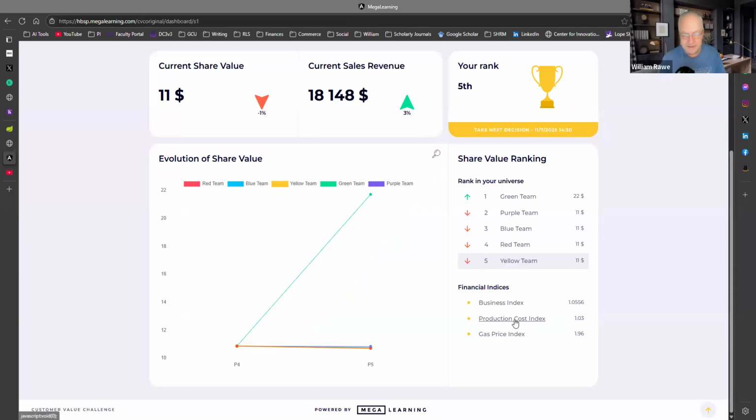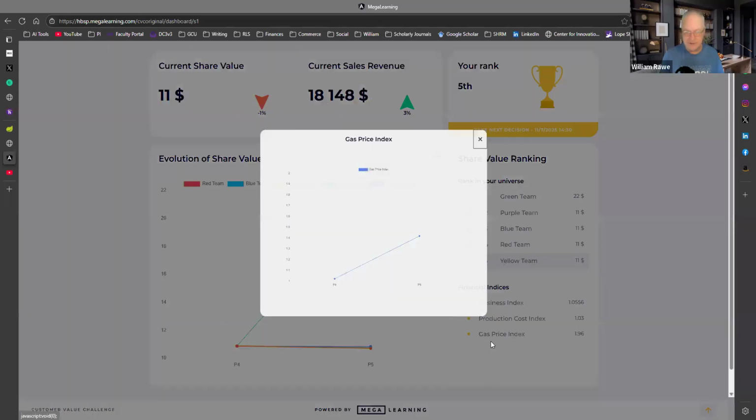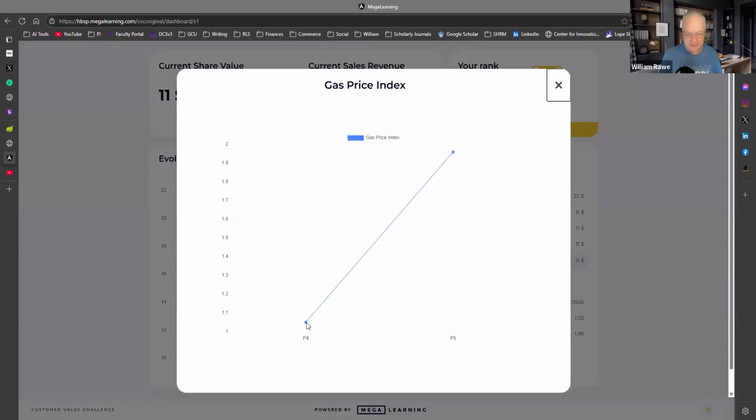Production cost index is the cost of production, and you can see it's going up, which means the amount of resources it takes to produce our cars is increasing. And gas price index is just that. It's the price of gas. We started at 105. Currently, it's 196. So almost $1 a gallon higher.